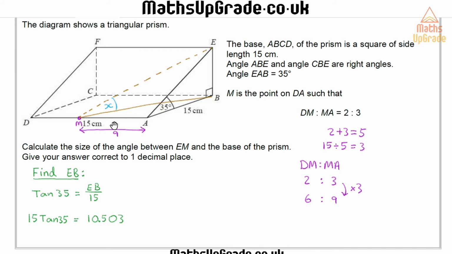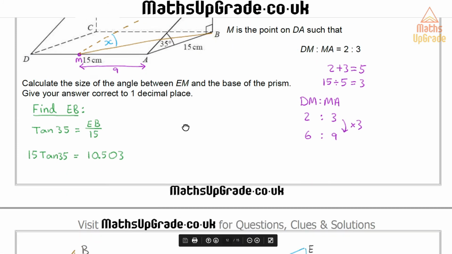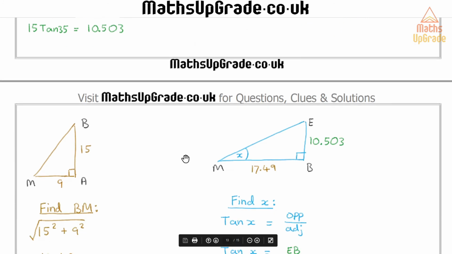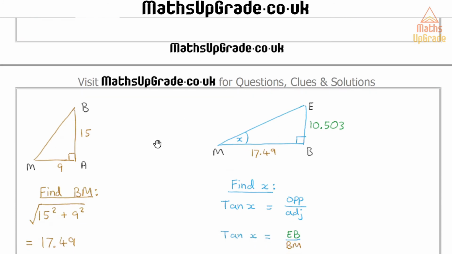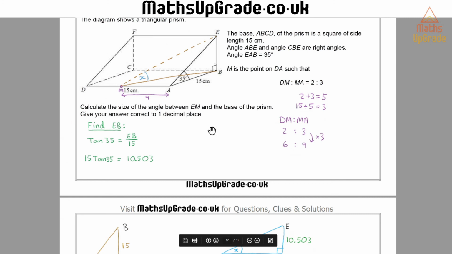So there I found MA, and earlier I found EB. The next part of this question is where I'm going to find BM. So BM, as a reminder, BM is this length here. I can find BM since this length AB and AM are at right angles.